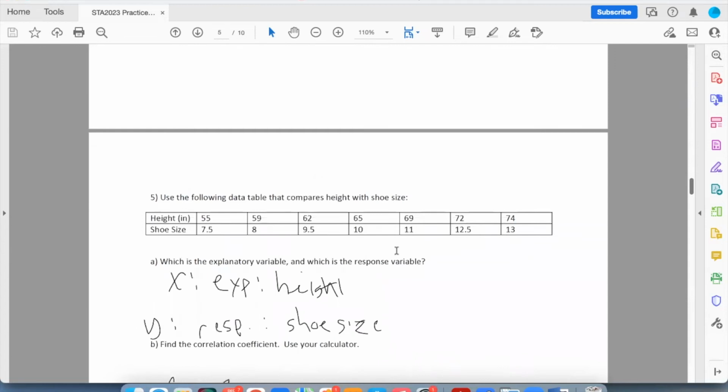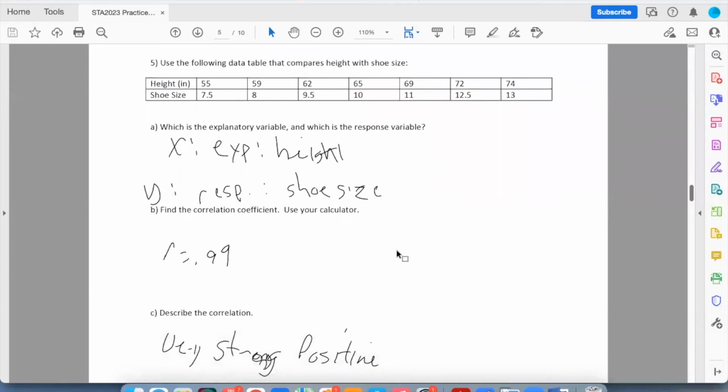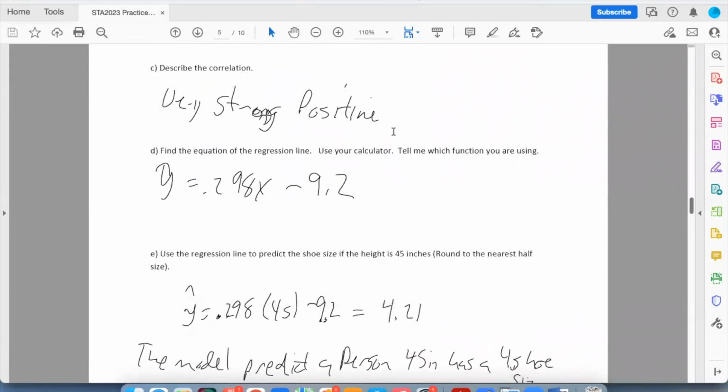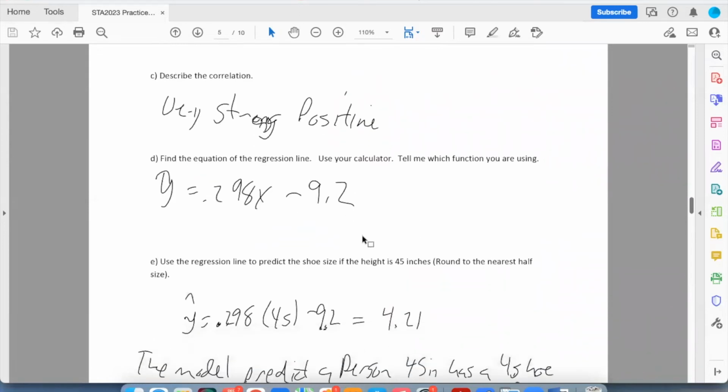If somebody asked me for a residual, it's the actual value from the table minus your predicted value. So we know an actual value for 65, it's size 10. If I wanted the residual, I would plug 65 in here, get an answer, take the actual 10 minus that predicted, that would be my residual.